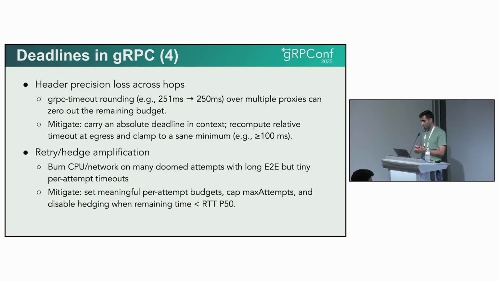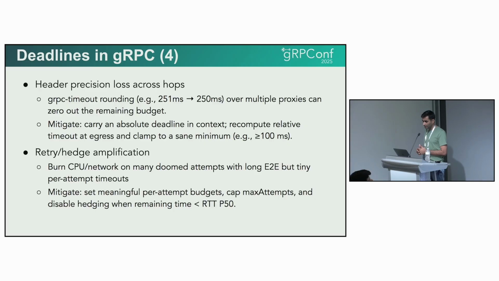Instead of just relying on this relative value that is carried in the timeout header, we can carry an absolute deadline inside the context. At each hop in the service, we can compute this relative value again, for example, the gRPC timeout header, and set it from the absolute deadline that we have remaining. We can also clamp it to a safe minimum, so that small rounding errors don't make this value go to zero.